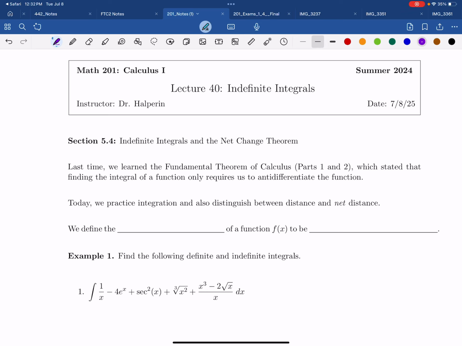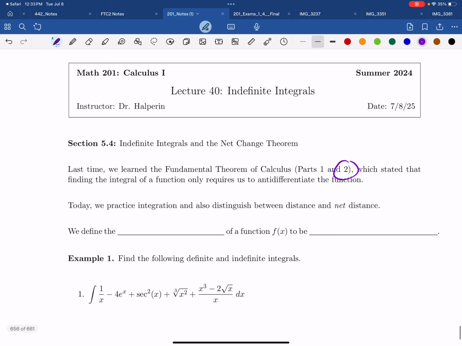Let's look at section 5.4, indefinite integrals and the net change theorem. Last time we learned the fundamental theorem of calculus part 1 and part 2. Part 2 was definitely the more important part, right? They both said that, one said that the derivative of the integral is the original function. That's what part 1 said. Part 2 said that the integral of the derivative is the original function.